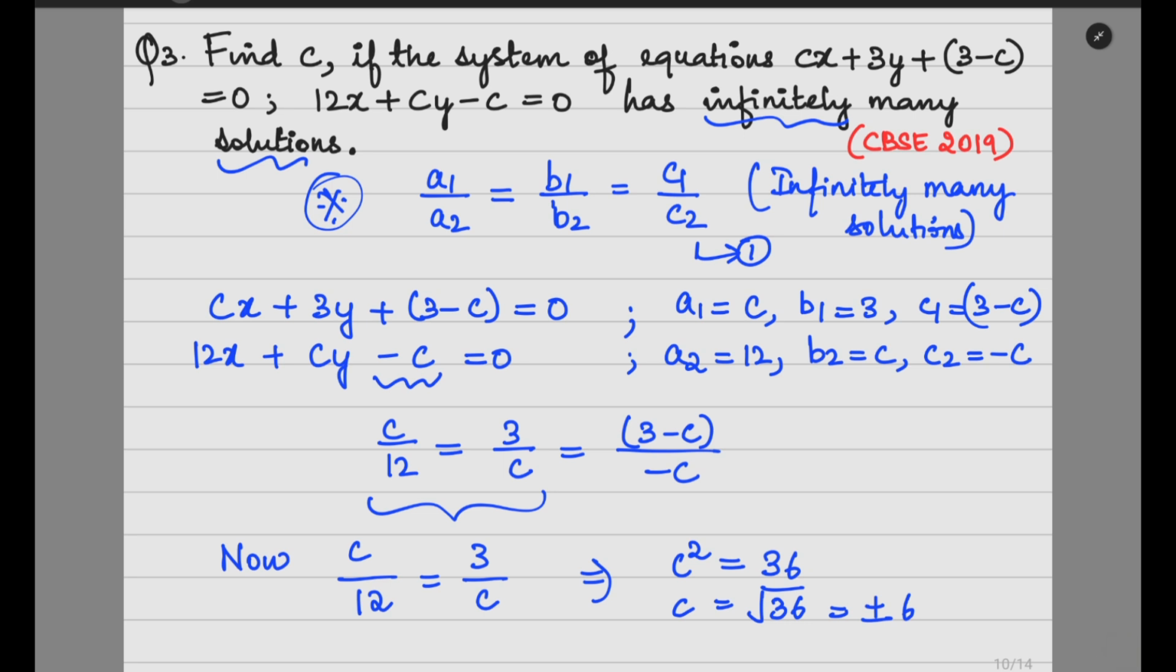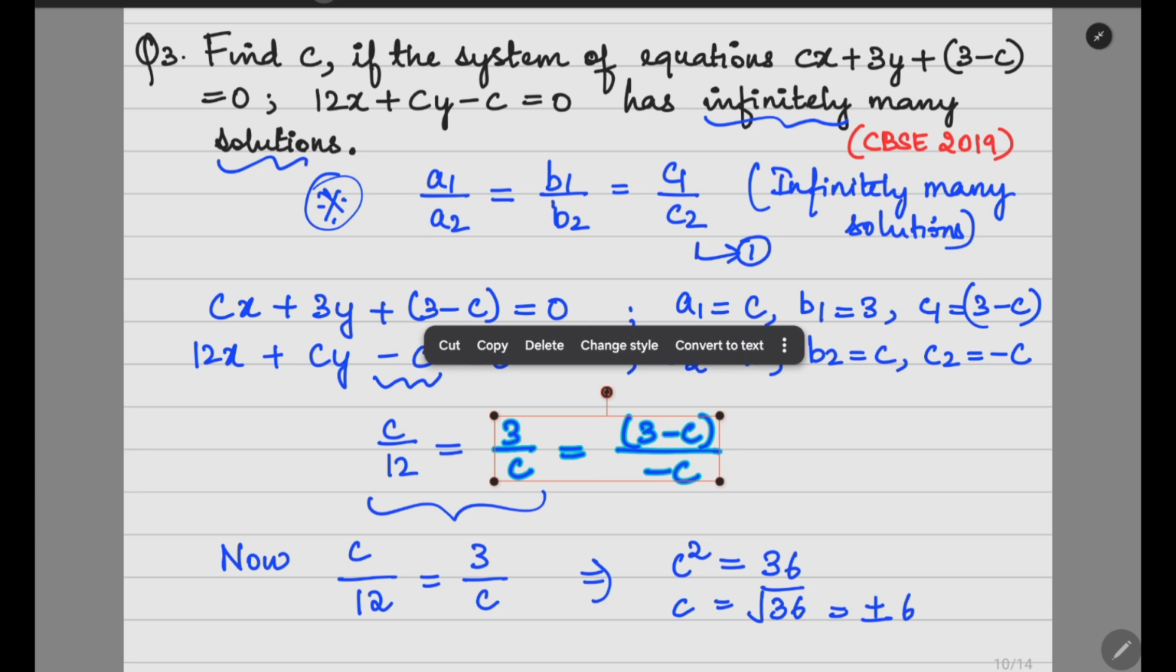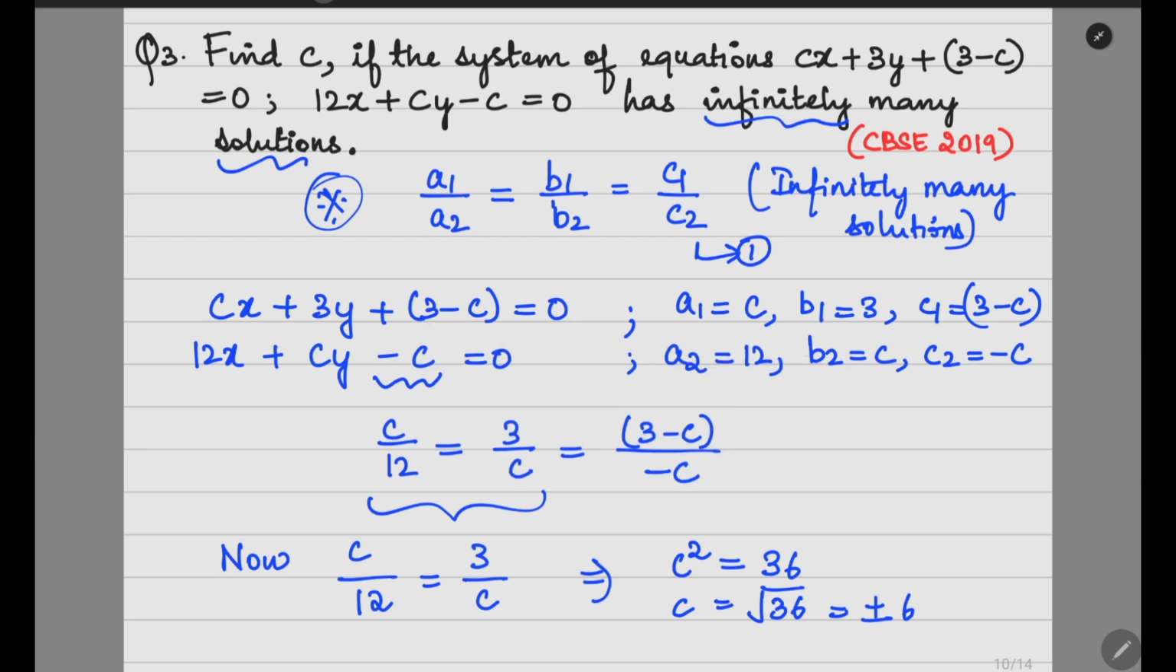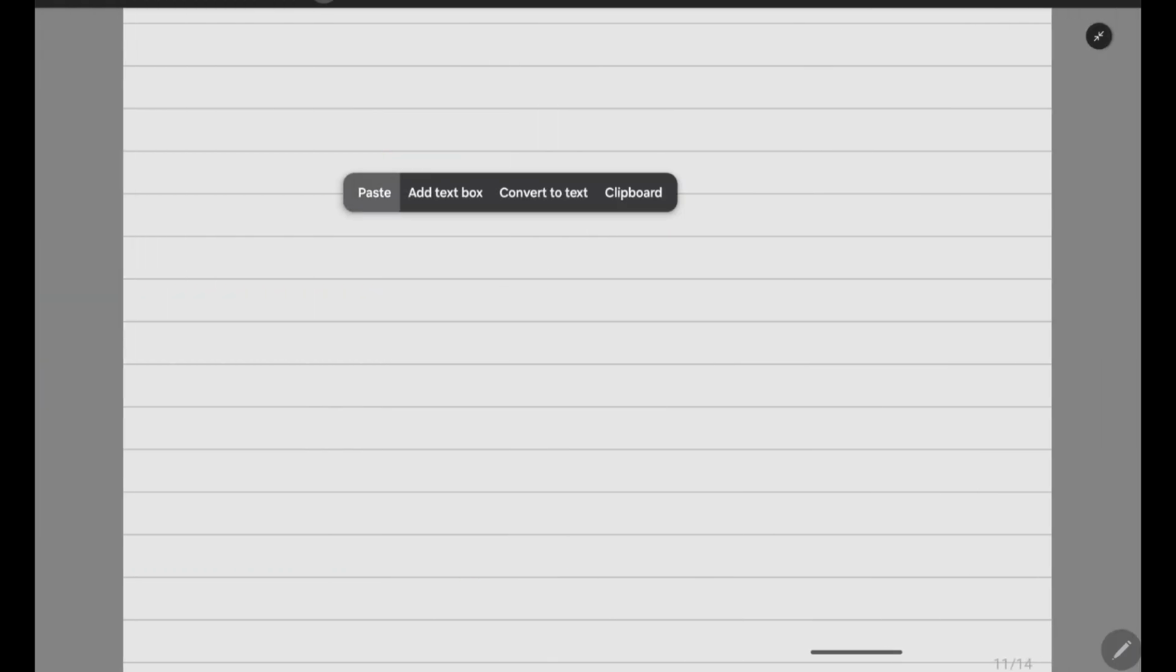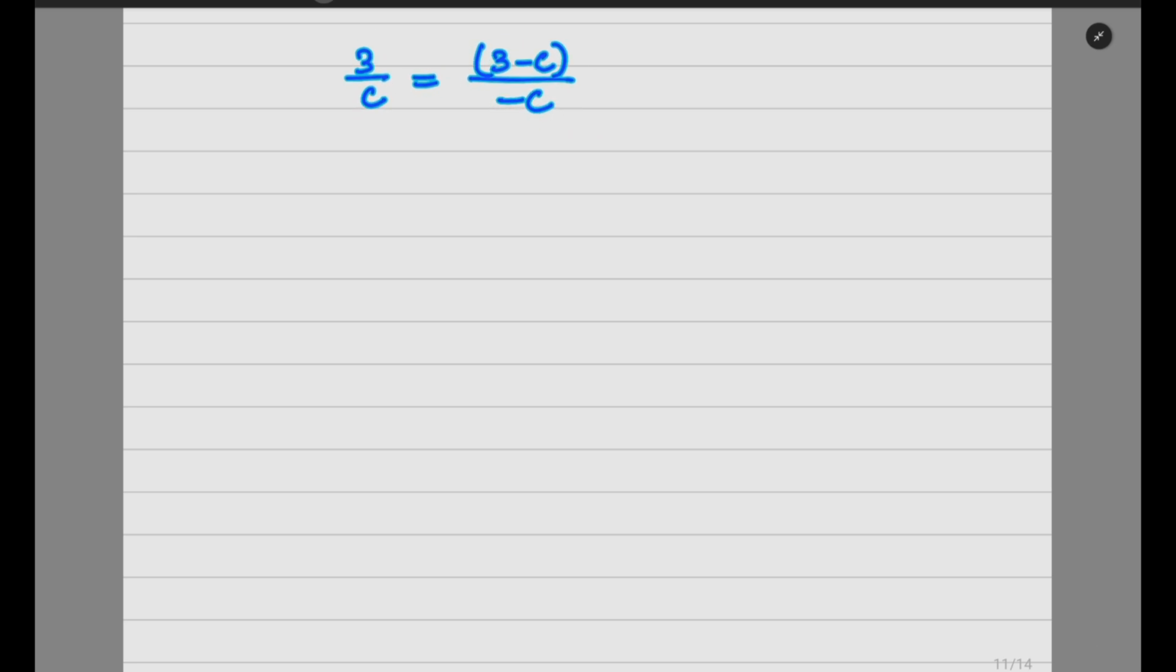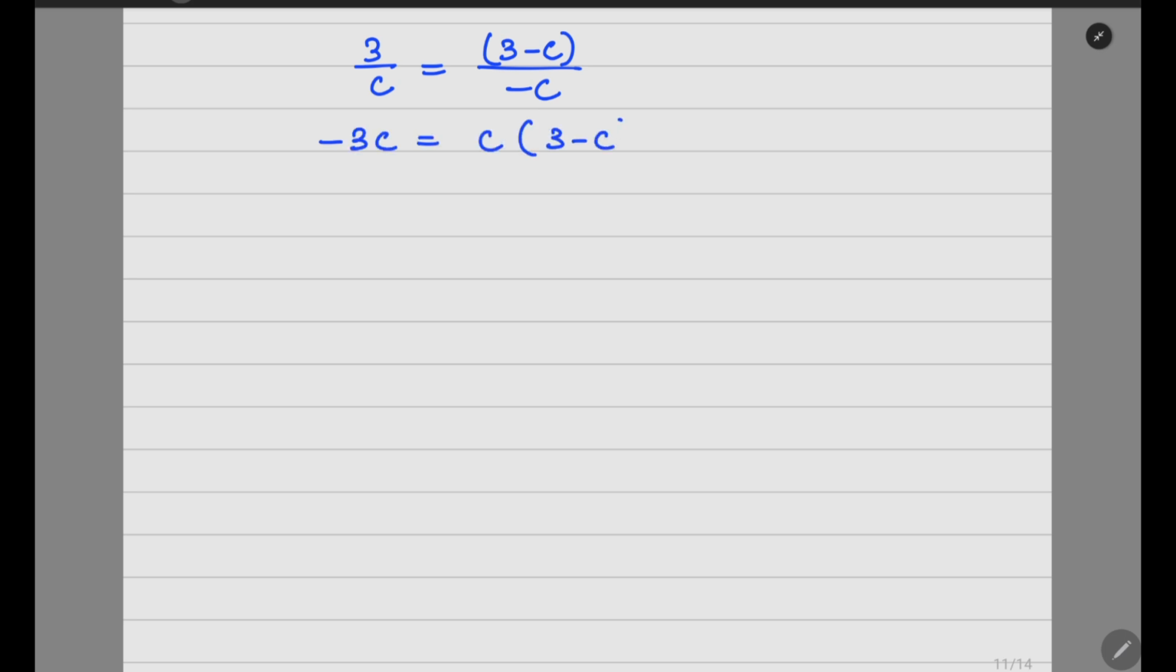Next we can take the second, b1 by b2 equal to c1 by c2. So this is b1 by b2 equal to c1 by c2. Now if I cross multiply, what would I get? Minus 3c equal to c into 3 minus c. On solving, minus 3c equal to 3c minus c square.